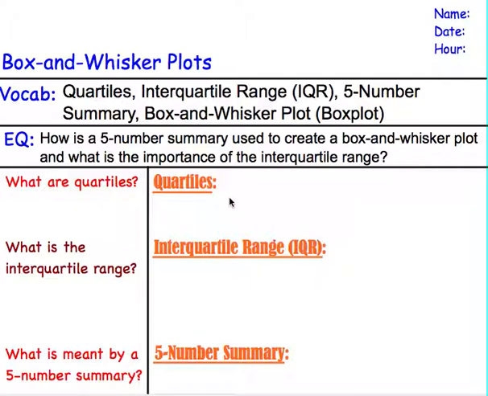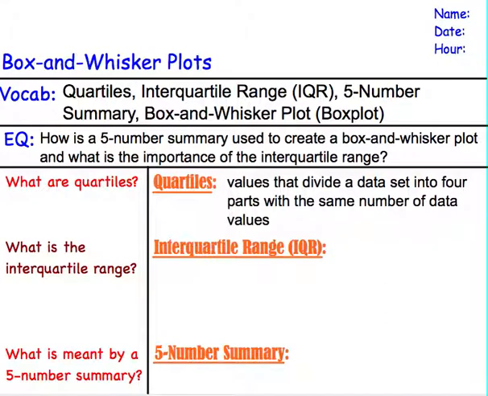Today we're going to take a look at box and whisker plots. And again, there's some vocab that we need to know. We're going to start with talking about quartiles. Quartile sounds like quarter. Yes, it is talking about 4 segments. It is our values that divide a data set into 4 parts with the same number of data values. And so we're going to split this all up, and I'm going to show you how to do that.